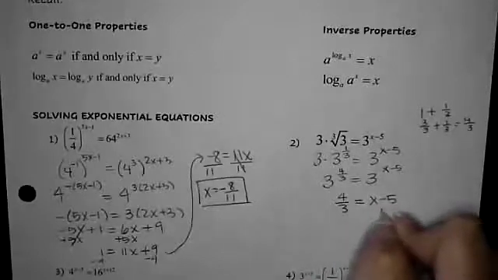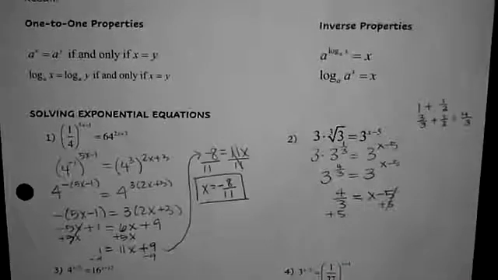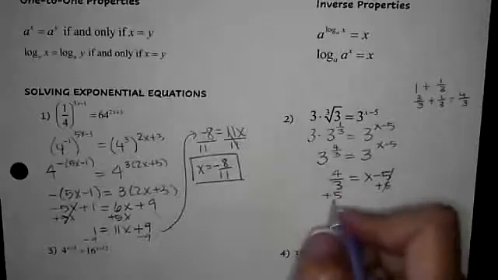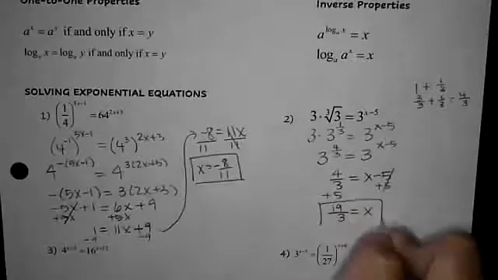My last step would be to add this 5 to get it to the other side. And again, we're adding some fractions. So 5 would be the same thing as 15 over 3. So that would be 19 thirds is equal to x.